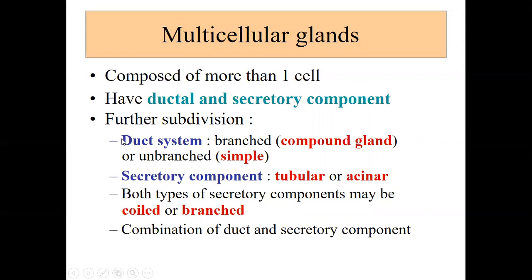This is the classification of the ductal system. Based on the secretory component, it can be tubular or acinar, and both types of secretory component may be coiled or branched. This classification is usually based on the combination of the duct and the secretory component.